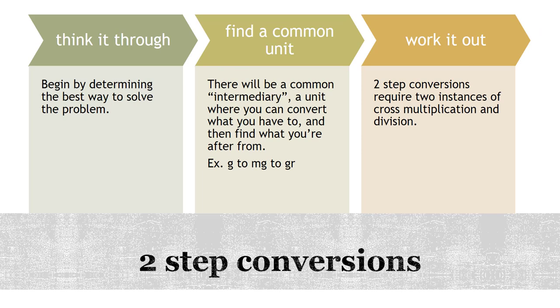Okay, so two-step conversions are just an additional step to what you've just done. So these problems aren't going to have a handy-dandy conversion that's going to go right from one to the other. You're going to have to think of an intermediary, some unit that you can convert what you have to, and then you can take that unit and find what you need. So basically you just run 2 cross multiplication and divisions back to back. Let's take a look.